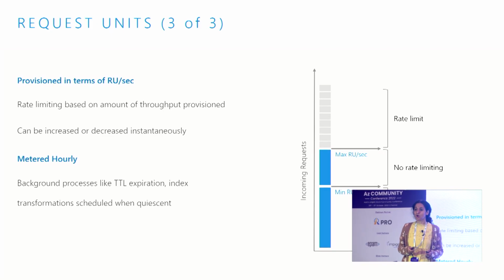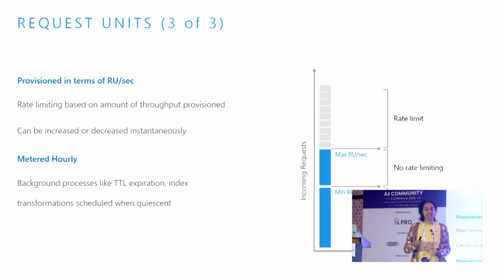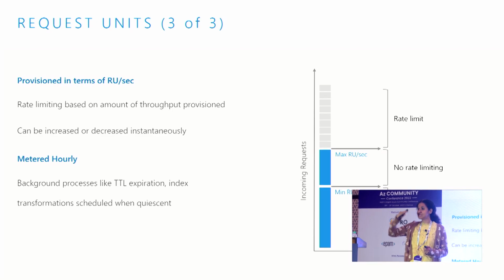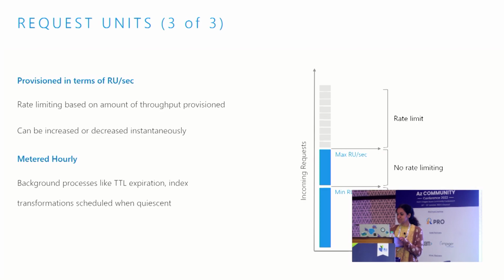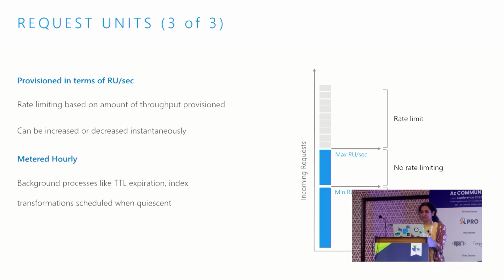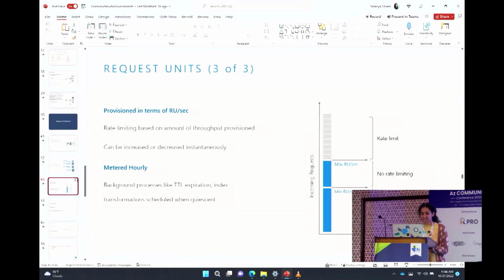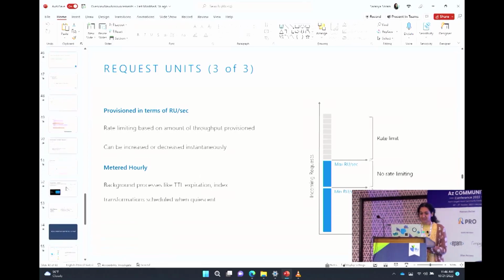Or you can choose auto scale. Auto scale is where I specify my highest RU limit and I consume only the actual RUs I use below that. Above that, I will be throttled, and I can go down to 10% of that below. So those are my two options when I talk of request units, and I need to make that decision when we go ahead and decide.